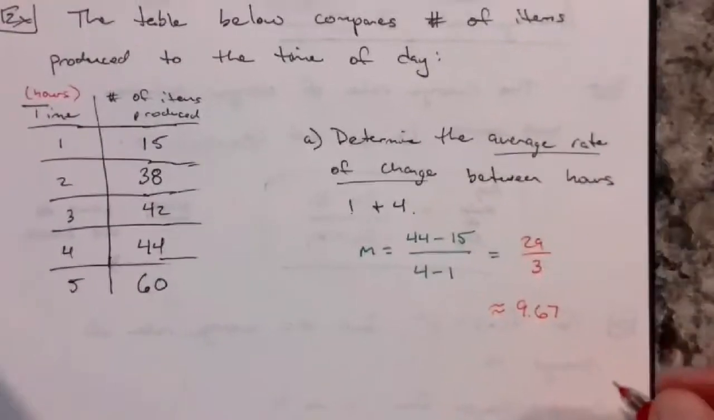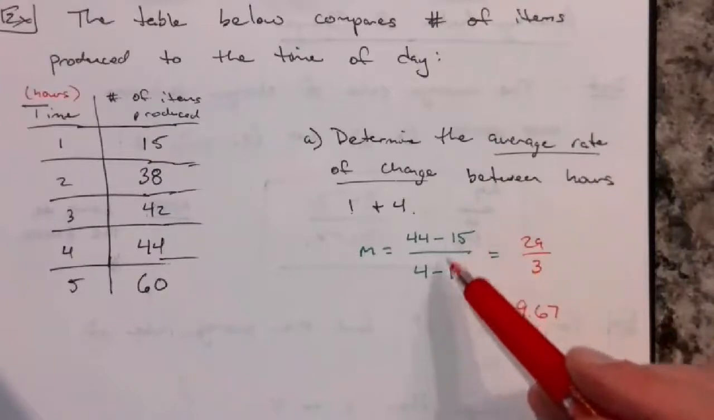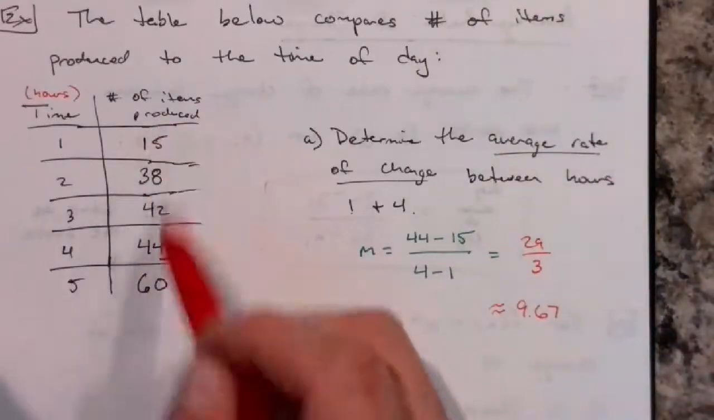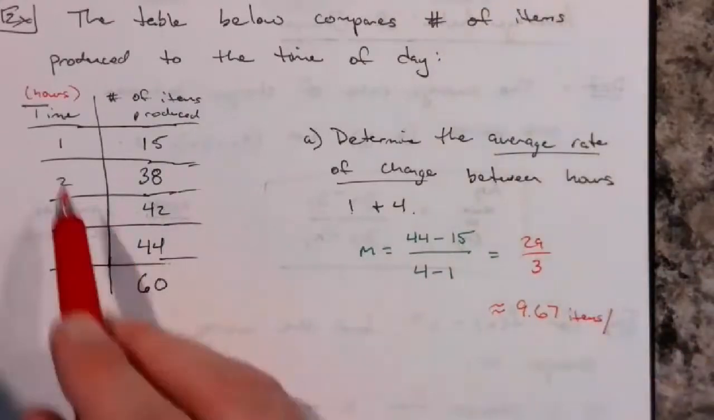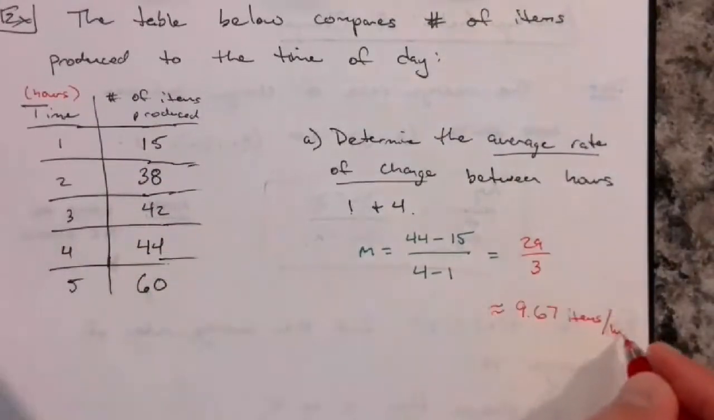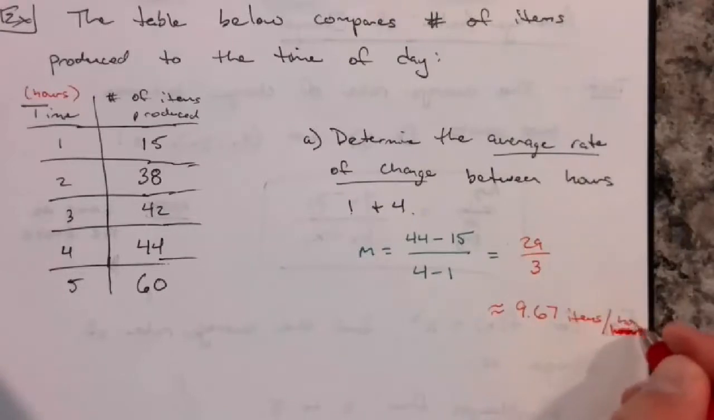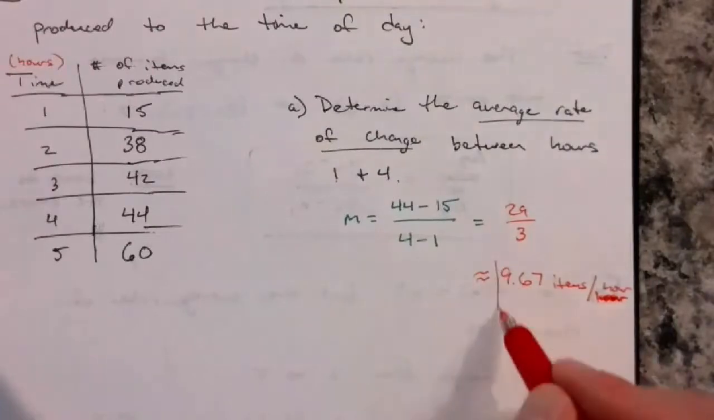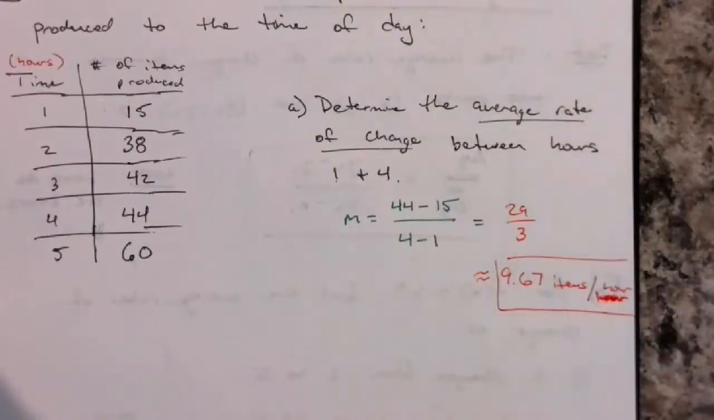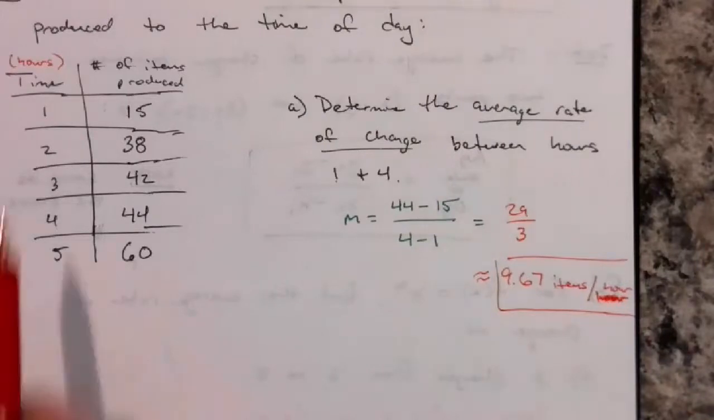All right, and then what are the units on this? Well, it's the change in y over change in x. The y values were in items, per the change in x, which is time, in hours. So 9.67 items per, let's just say, per hour. All right, so approximately 9.67 items per hour is the change in the items produced between 1 and 4 hours.